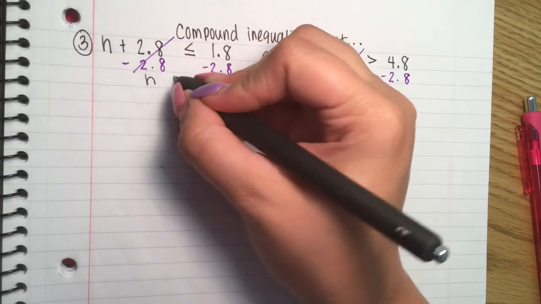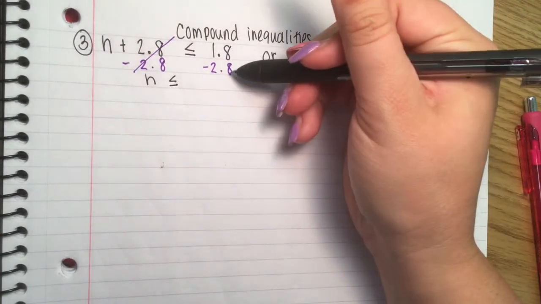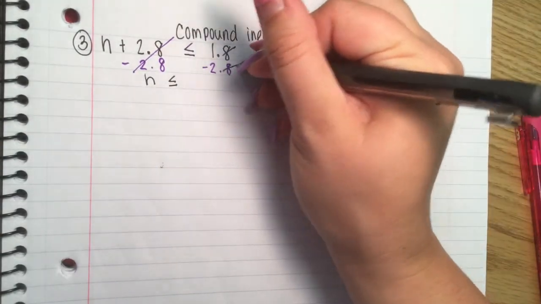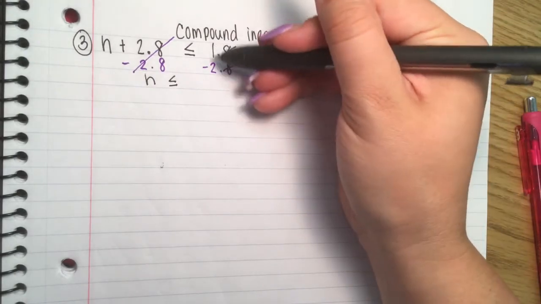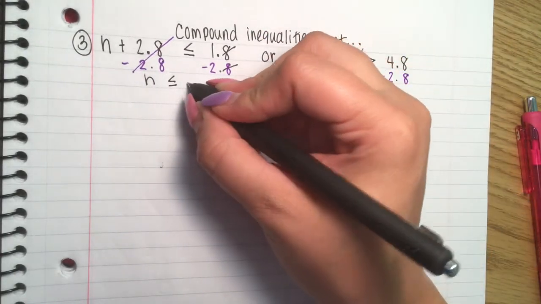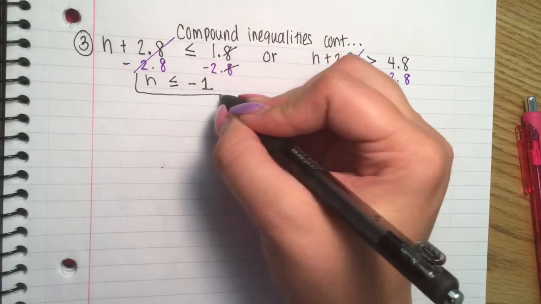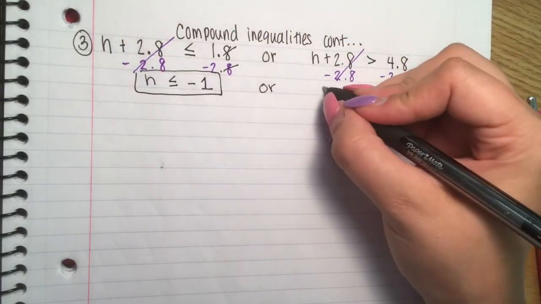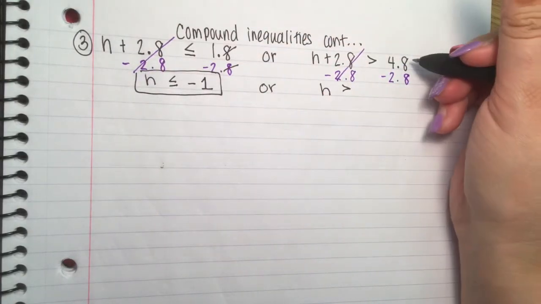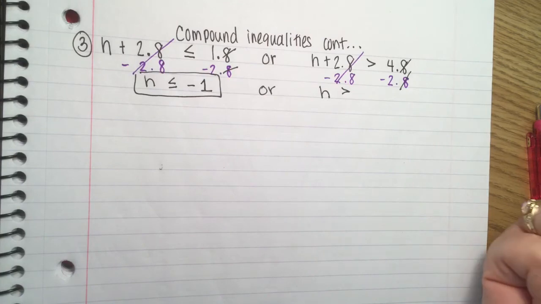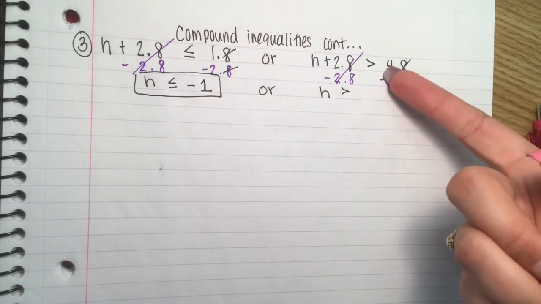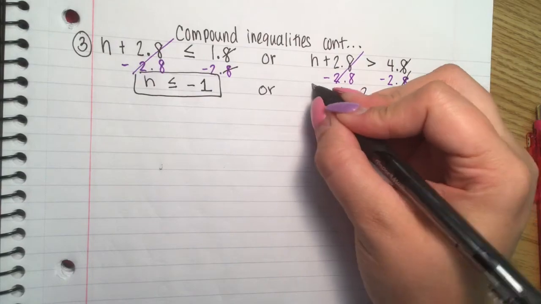So h is all by itself. 8 minus 8 is 0, so we actually don't need that ending decimal there. 1 minus 2 is -1. Over here, same thing, h by itself. 8 minus 8 is 0, so we actually don't need that last decimal place again. And 4 minus 2 is 2.